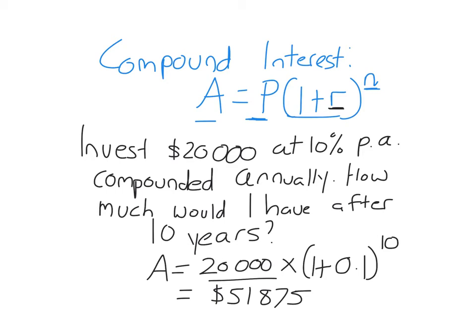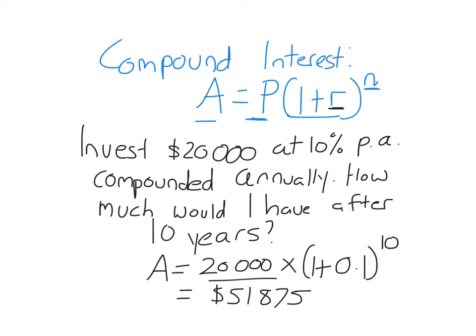Okay. So if it was simple interest, I would have gone up by $2,000 a year. So after 10 years, I would only have 20,000 plus 10 times 2,000, 40,000. So compound interest, when you invest it, it goes up rapidly, much more rapidly than simple interest.